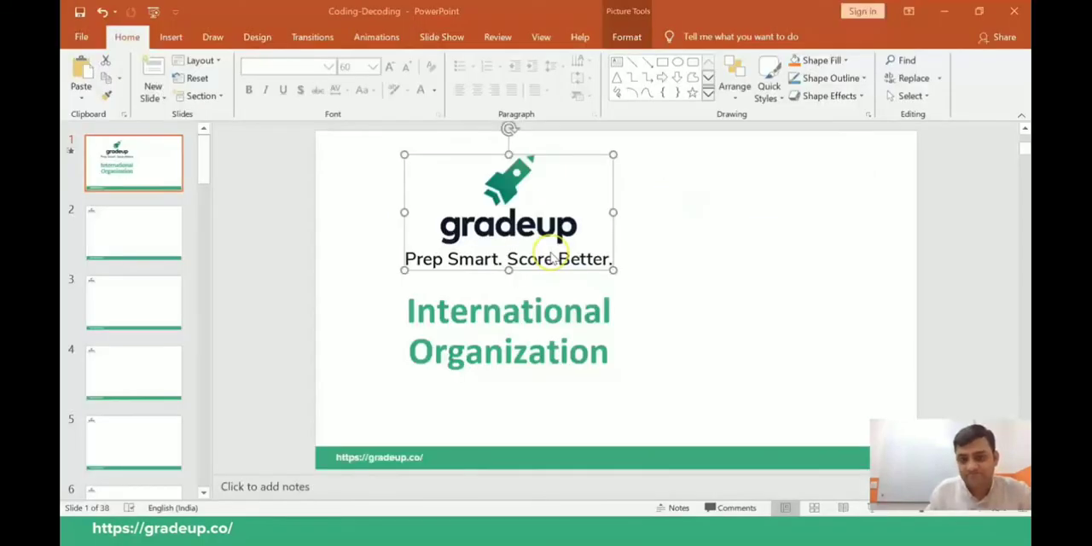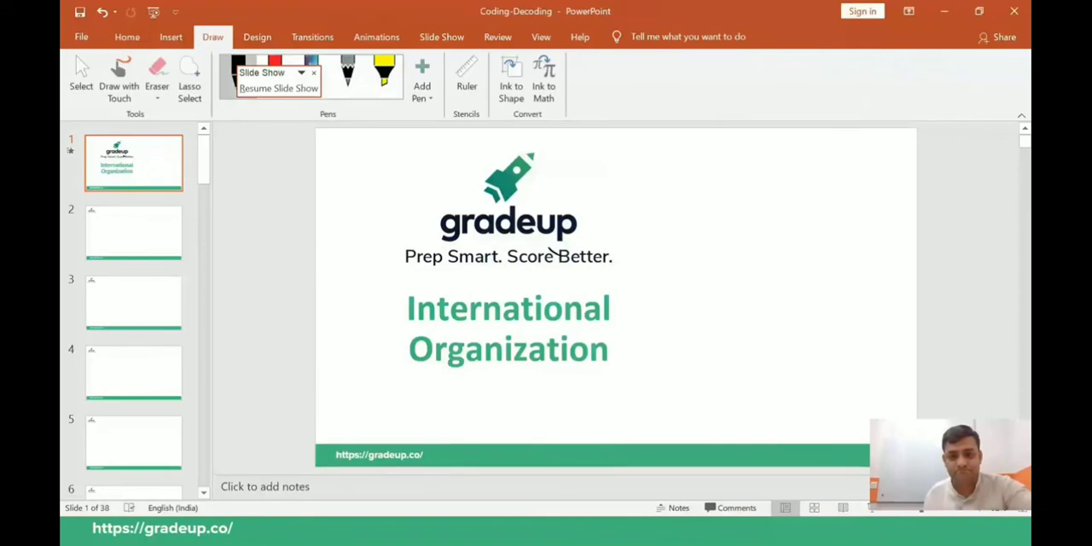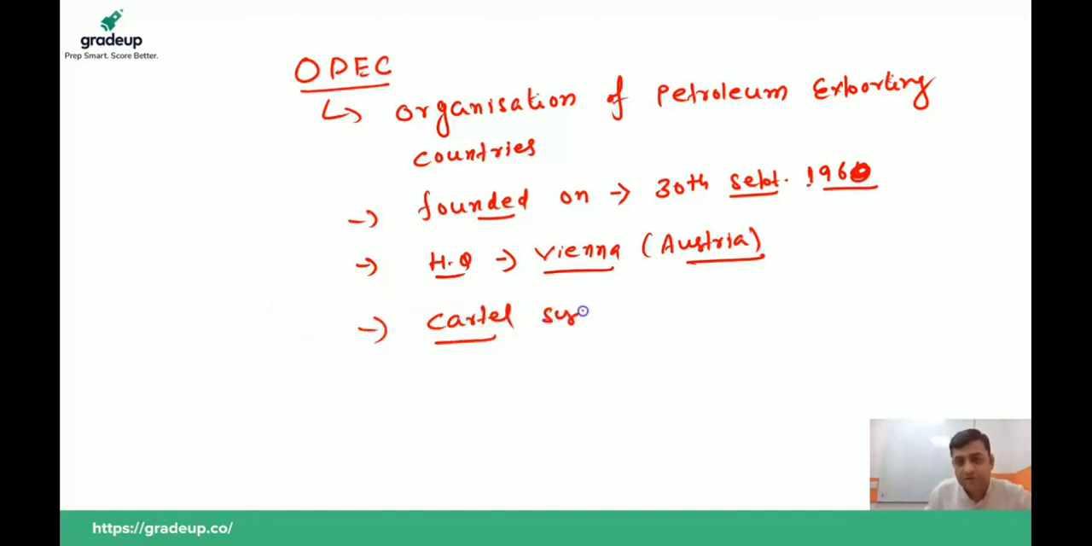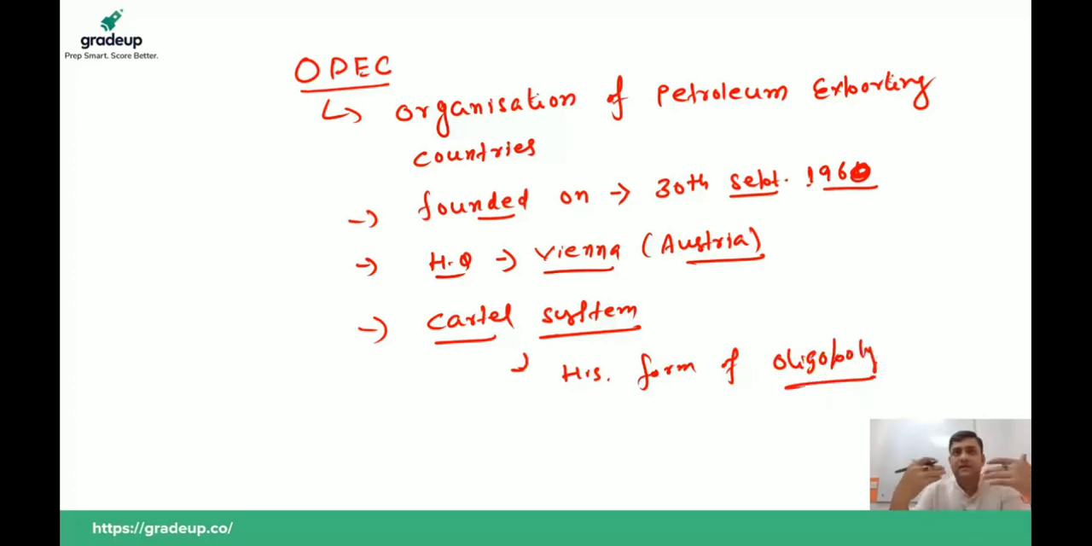its headquarters is Vienna, which is the capital of Austria. OPEC is headquartered at Vienna, Austria. This is the next important information that you need about the Organization of Petroleum Exporting Countries. Remember one thing, OPEC is an example of a cartel system. Cartel is basically the highest form of oligopoly, in which few countries or few producers dominate the prices of produced goods internationally. OPEC is a cartel in the world which dominates the prices of crude oil in order to maximize profit.